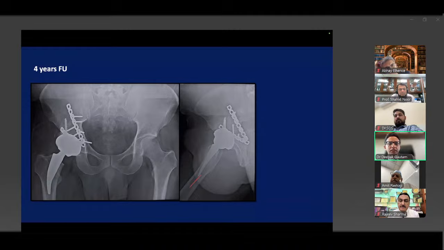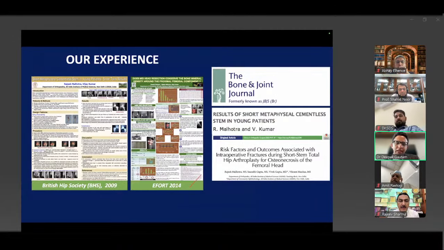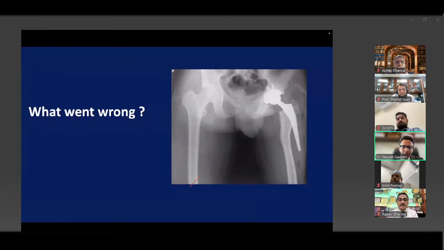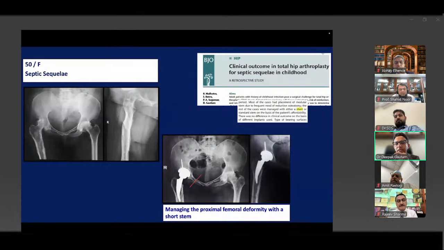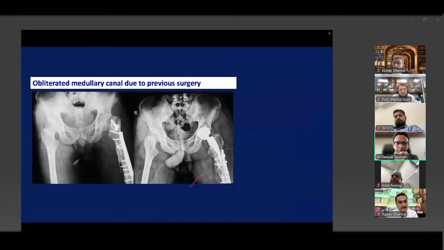In our experience, we have been using the short stem in all the patients where it is indicated. That means young patients with good bone stock who don't mind using the short stems. Particularly in this case of proximal femoral deformity, I think a similar case would have gone better with the short stem, where you can negotiate the short femoral stem in the proximal femur.